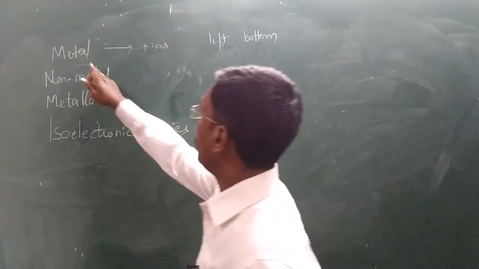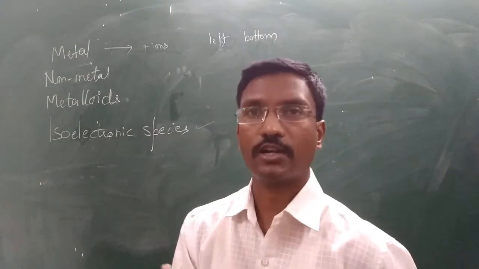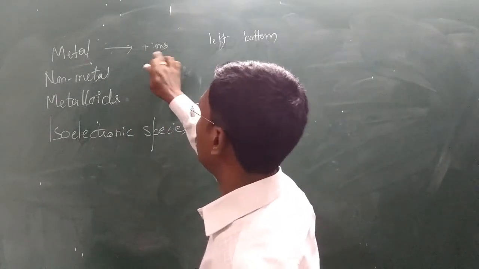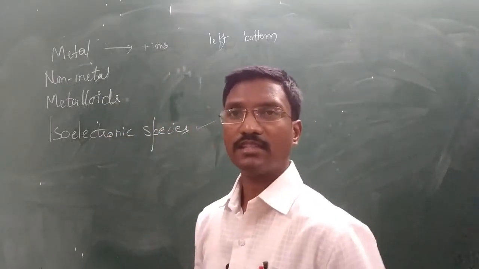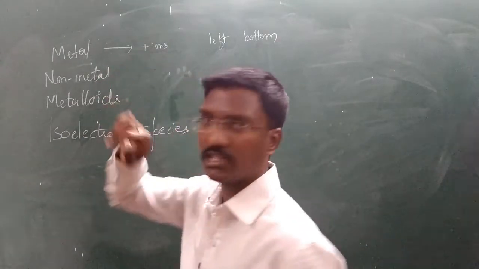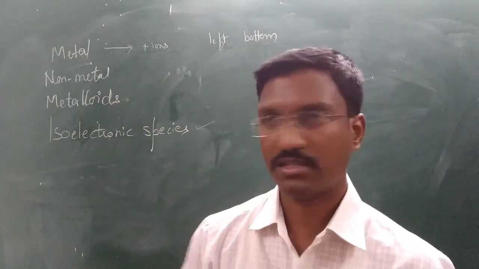Look here, metals lose electrons, which means they donate electrons. After donating electrons, they carry a positive charge. It's called a cation. Cations are nothing but positively charged ions. If it loses one electron, it's called plus 1. Losing 2 means plus 2. Losing 3 means plus 3.